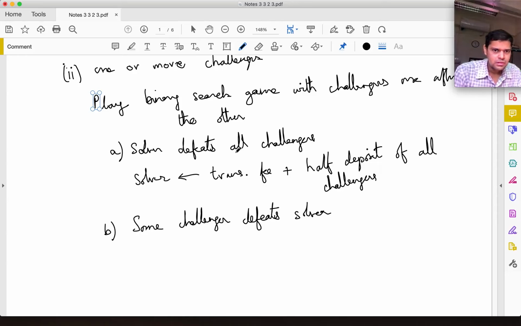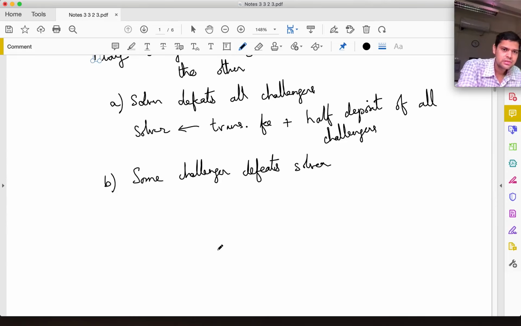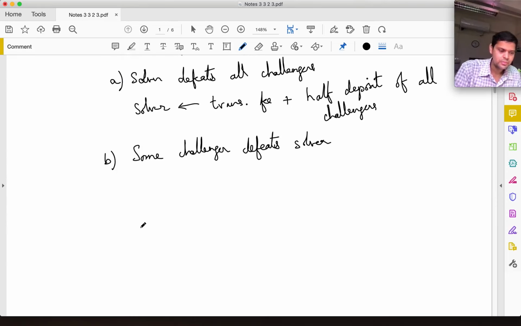Okay, so till now the solver has won, and he's got the transaction fee, which means the transaction has been executed, right? But now the solver has been defeated, and the question is, what do we do now? Should we assume that the challenger who defeated him was correct, and should we take that person's solution as the correct one?